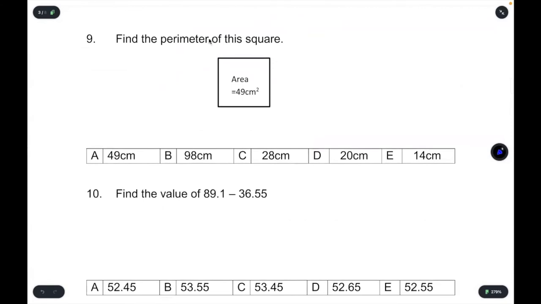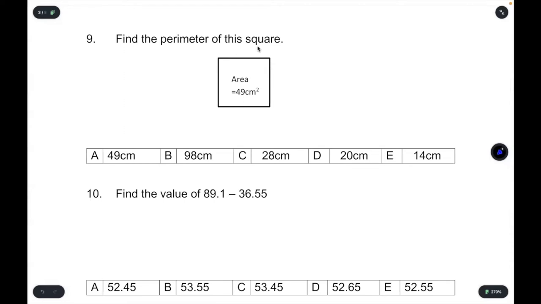Question 9, find the perimeter of this square. All we're told about the square is that it has an area of 49 centimeters squared. The way that we work out the area of a 2D shape, in this case a square or a rectangle, is that we multiply the two perpendicular dimensions. So the length times the width, that gives us the value for the area.